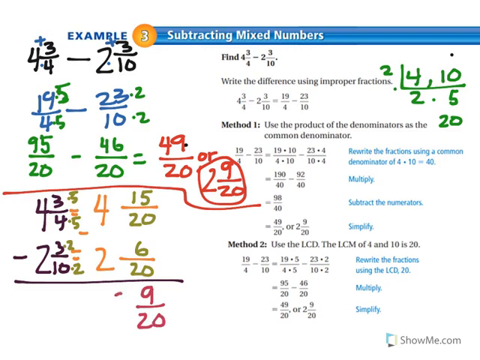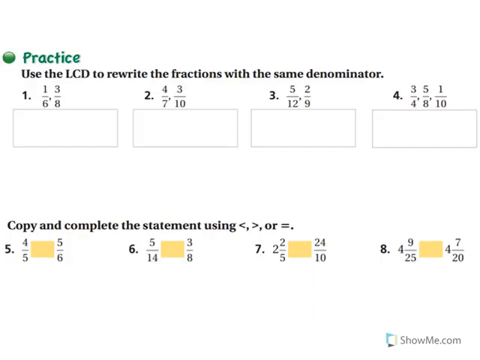4 minus 2 is 2. So I get the same answer either way. I have my preferred method. I'm not going to tell you what it is. I'll let you decide which method you prefer. Okay? So let's go ahead and move forward.